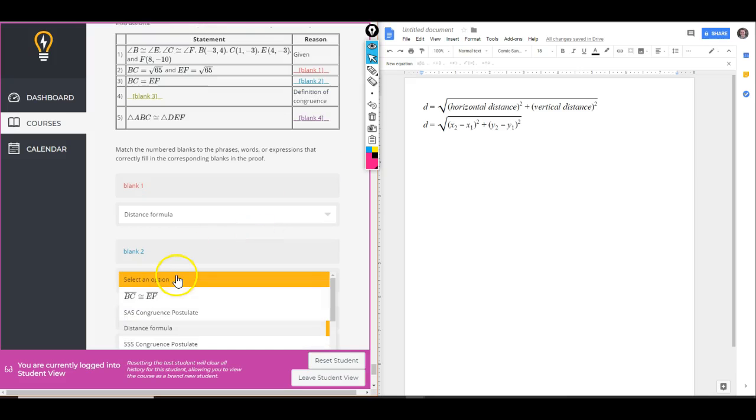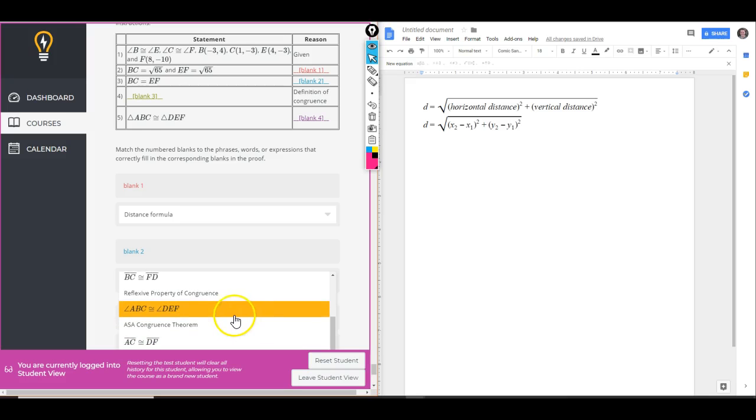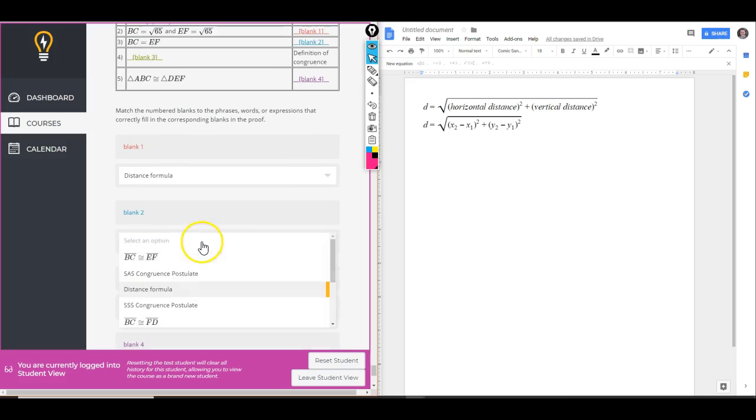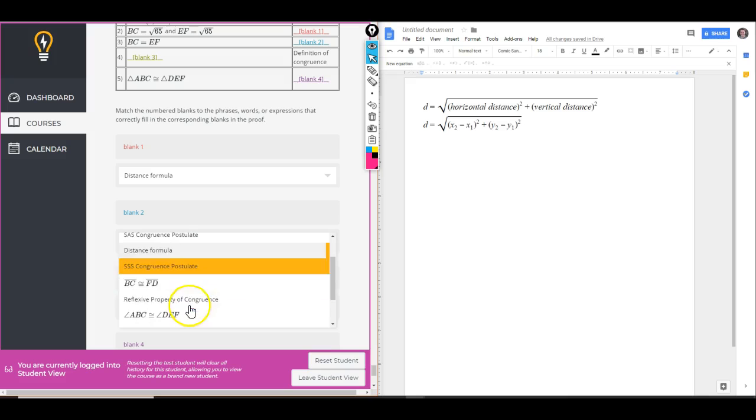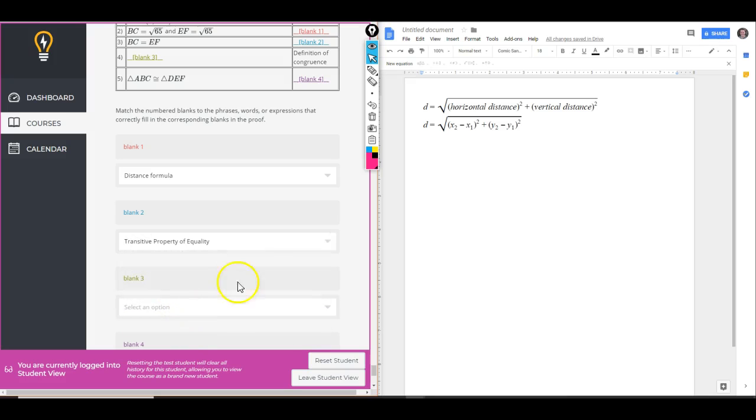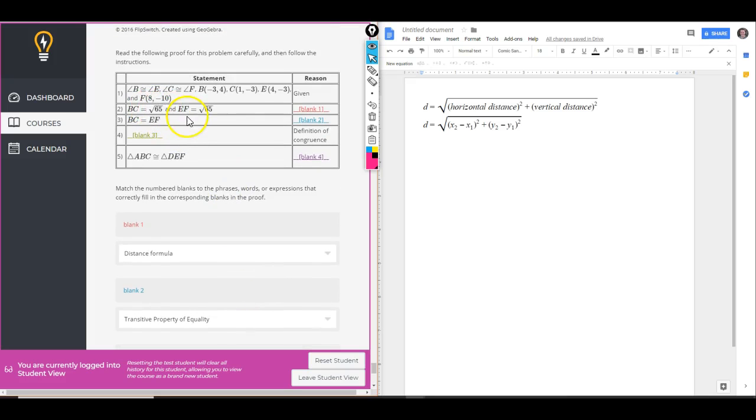Blank 2 is going to be, well, let's see, what are all of our options? We have segment BC is congruent to segment EF. Nope. Side angle side congruence. No. Side side side. No. BC is congruent. No. Reflexive property. No. We're not making angles congruent. We were talking about side lengths. It is the transitive property of equality because they both equaled the square root of 65. So that's saying that we could just say that the first and the last equal the same thing. So that's their transitive property.